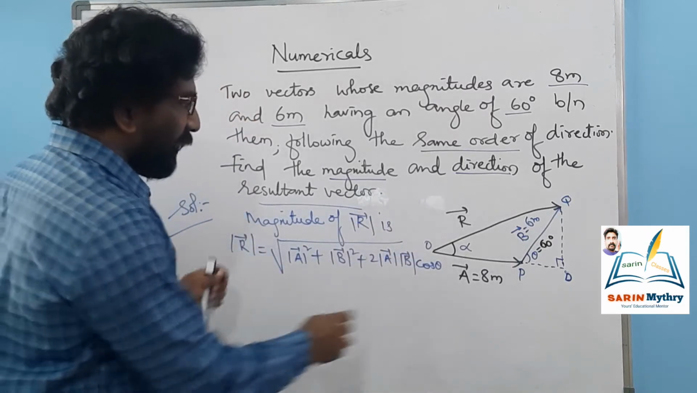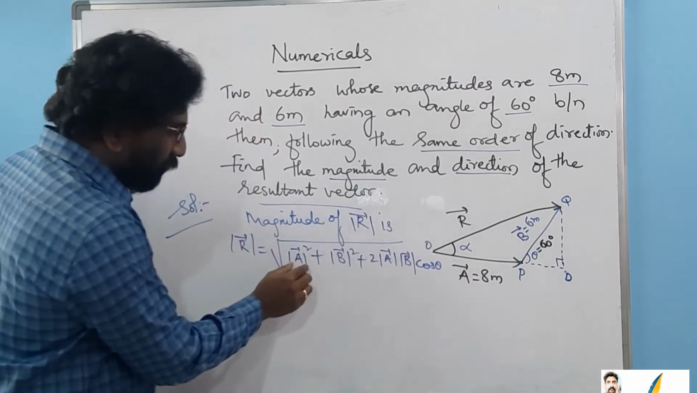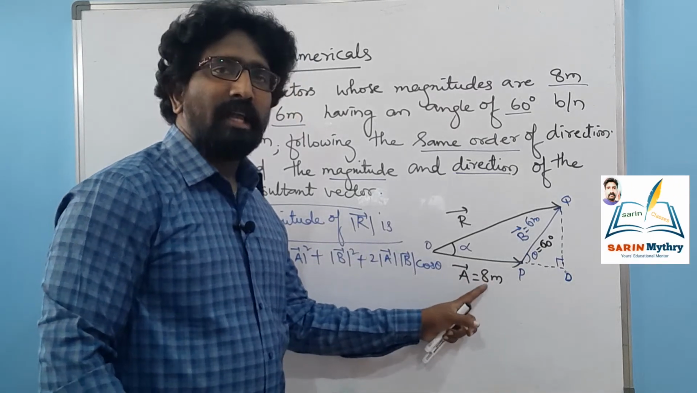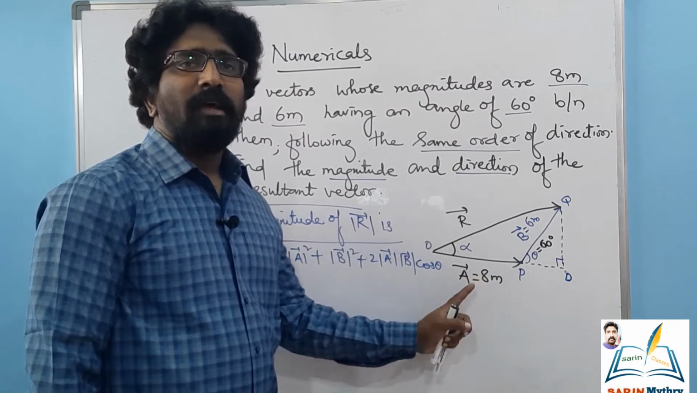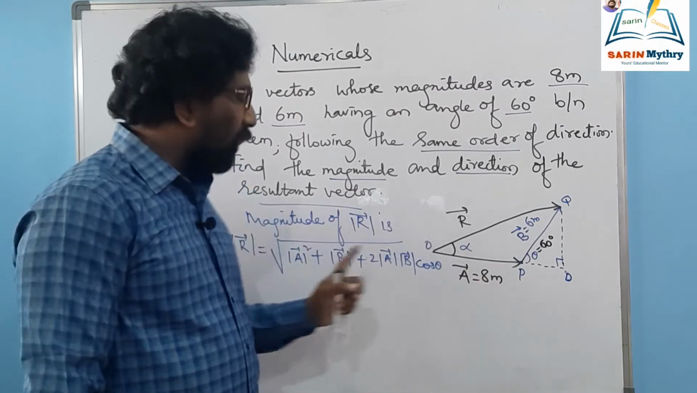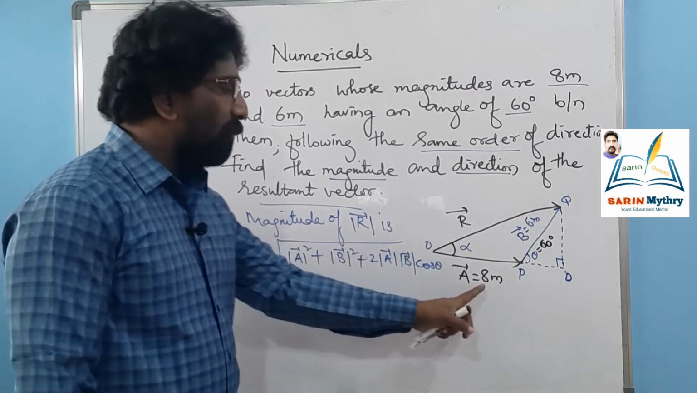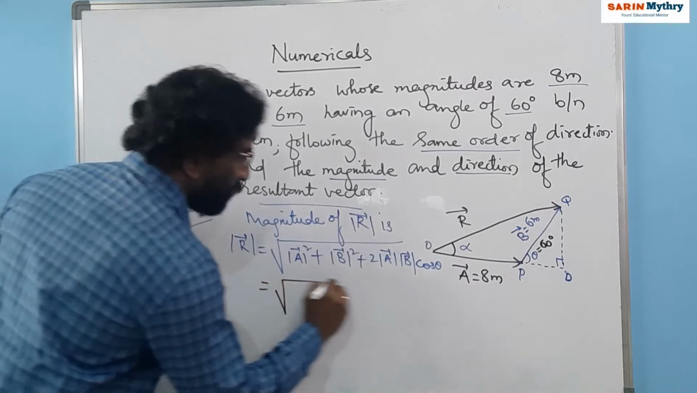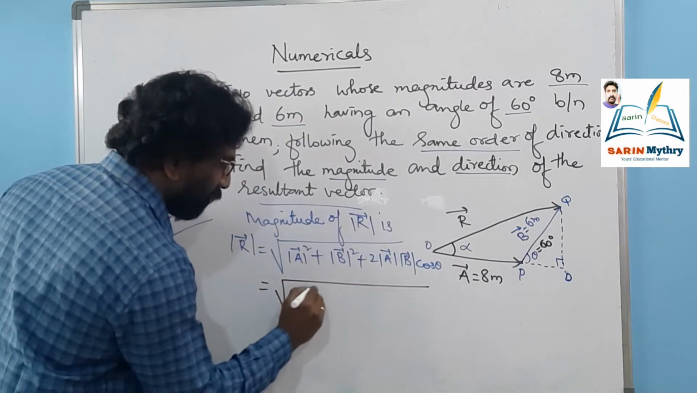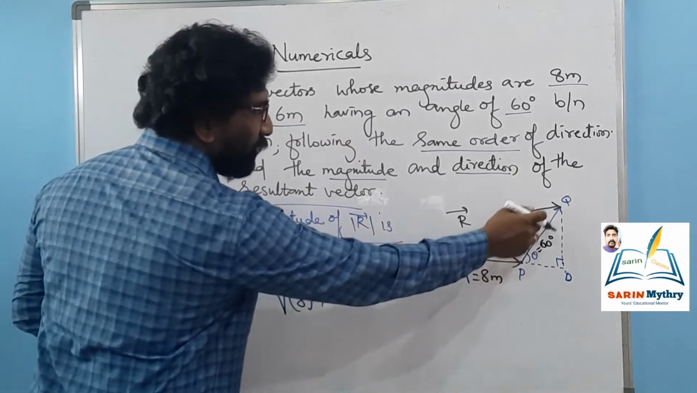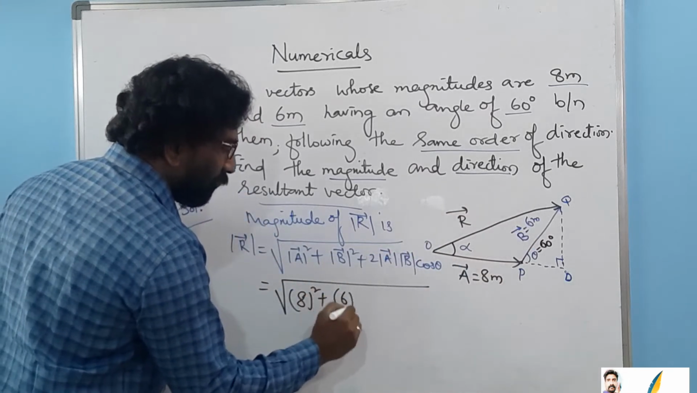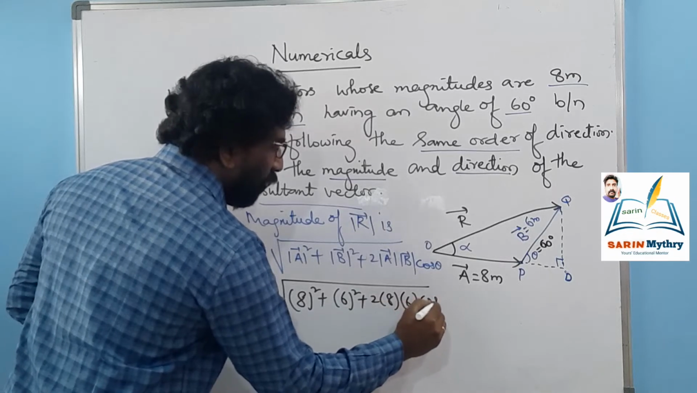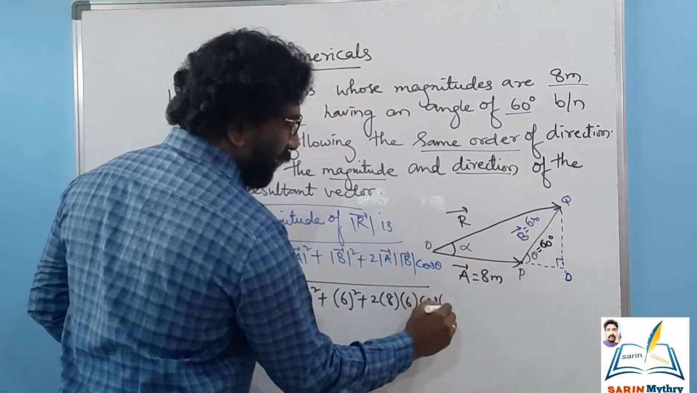So now here, what is A? A equal to, see, the meaning of this mod means you are supposed to take only the value of this vector A, that is 8. It should not be taken as 8 meter. It is only the modulus of this A. Mod means you are supposed to take only the numerical value. So if that is the case, I can write it as 8 square plus B is equal to what? 6 meters. So it is 6 square plus 2 into 8 into 6 into cos of theta. What is theta? 60 degrees.